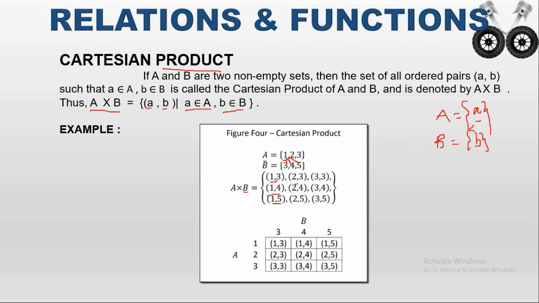Then what is the next value? 2. (2, 3), (2, 4), (2, 5). Now you should take the value 3. So (3, 3), (3, 4) and (3, 5).